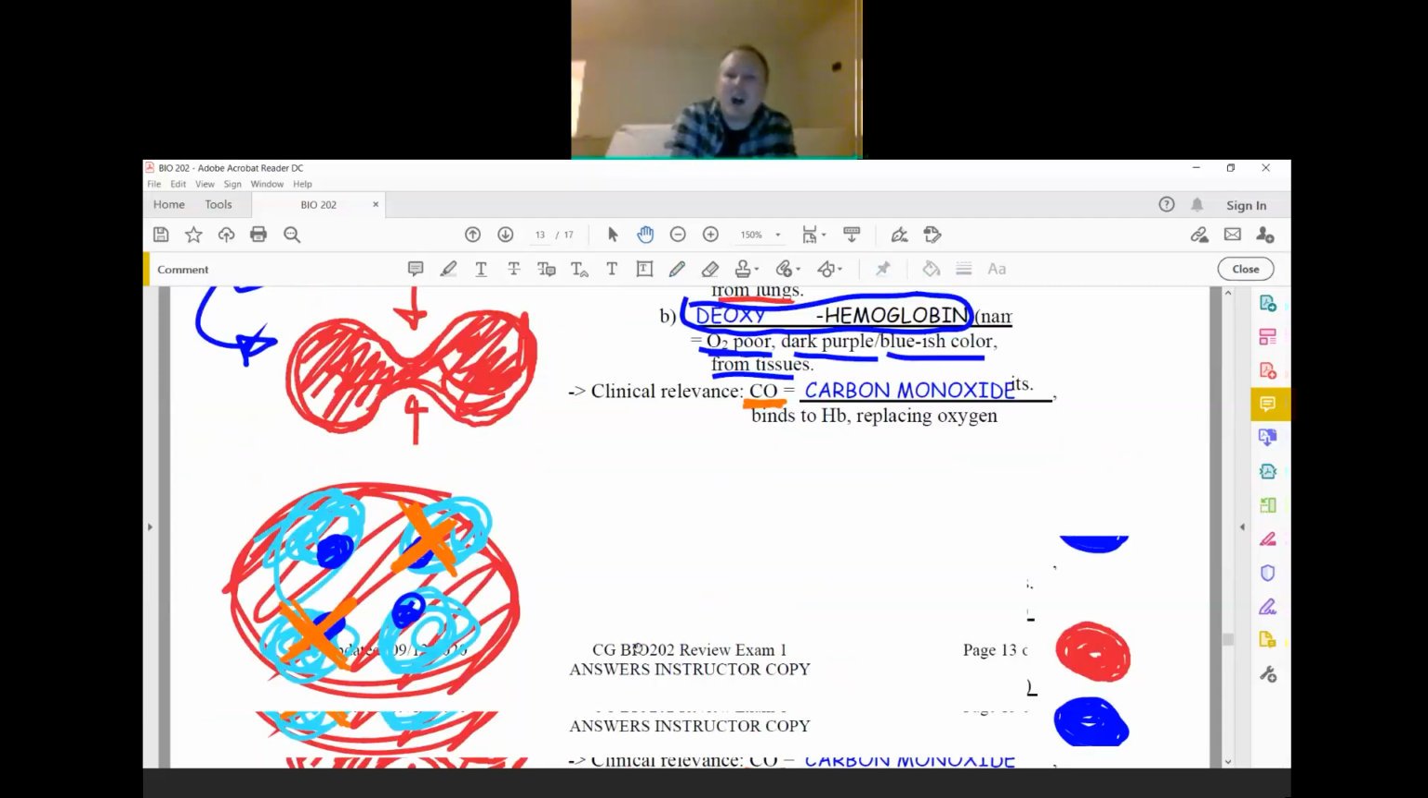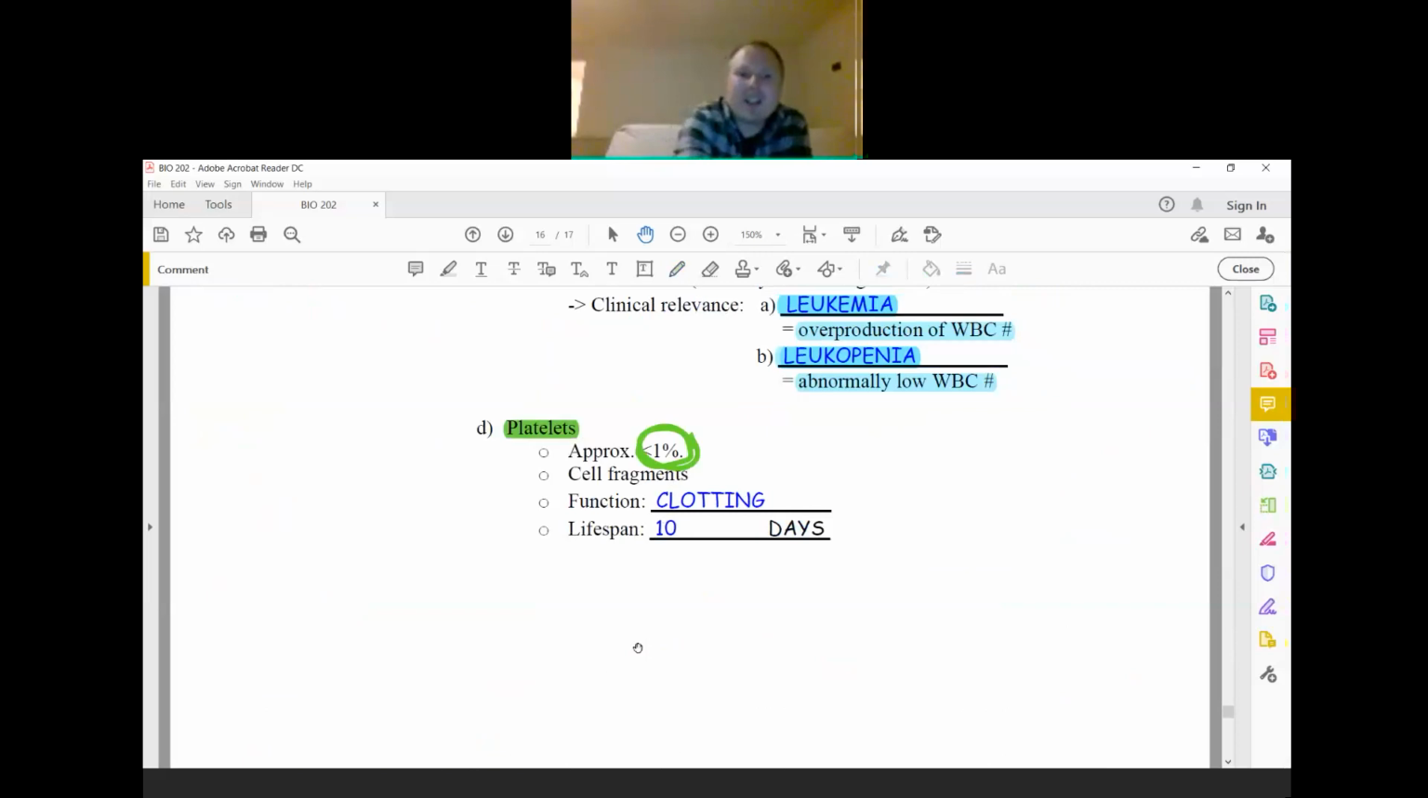So let's have a look at our platelets. Platelets are not actually full cells. They're just fragments of cells. And their function is that they help us with clotting. So when you cut yourself, you will slowly start forming a clot there. The scab forms, and that prevents you from bleeding to death. So it's a really good thing to have platelets. Platelets only live for about 10 days in your body, so there are constantly new platelets being made.